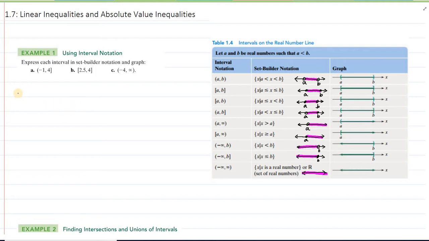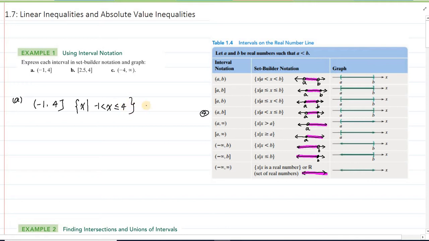So here we have a couple of examples. Express each interval in set builder notation and the graph. Here we have part A. In part A, we have -1 and 4, with a parenthesis on the left side and a bracket on the right side. It's really similar to number 4 right here, 1, 2, 3, 4 if we count. So I can write this as x such that x is greater than -1 and less than or equal to 4.